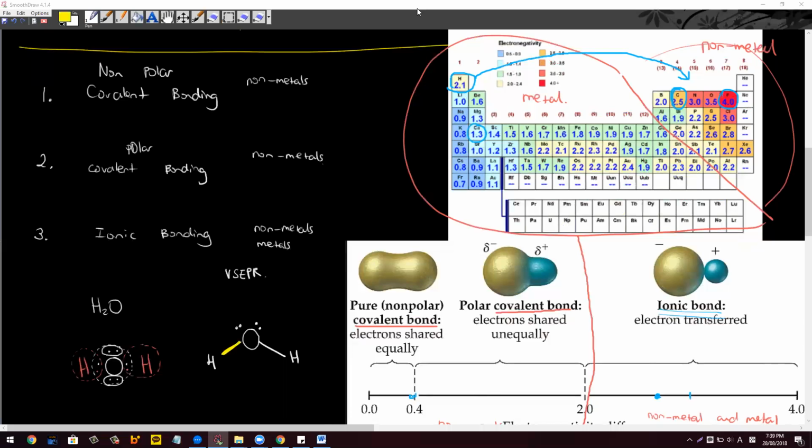Michelle, would you know? Yeah, it's covalent bonding. It's a covalent bonding, right? Why? Because there are two non-metals. What's the difference between those two? Hydrogen and oxygen.